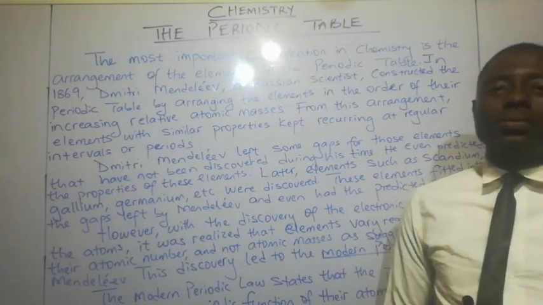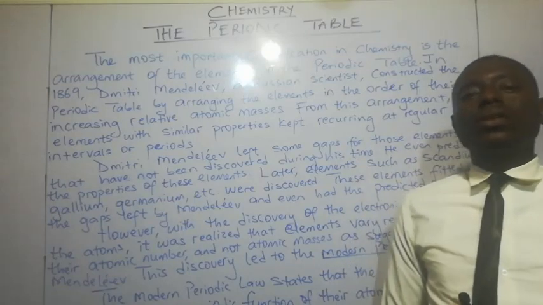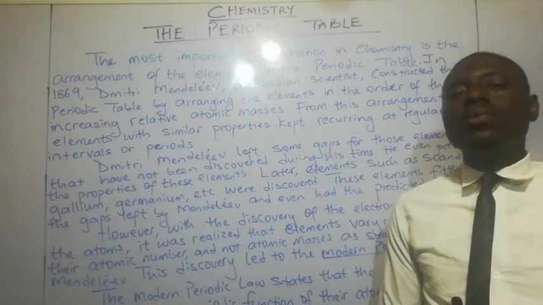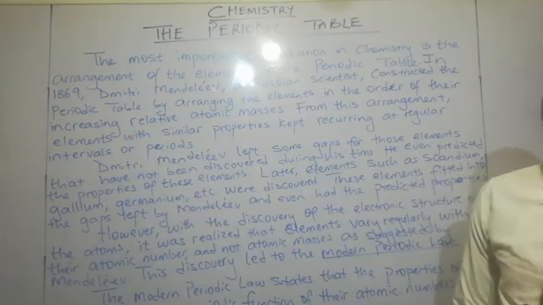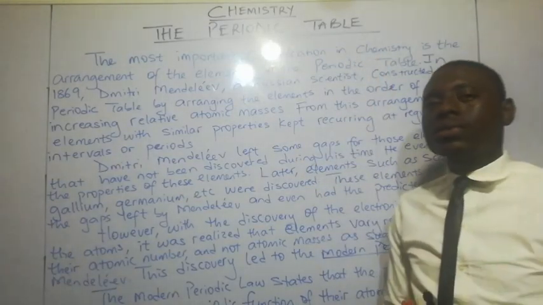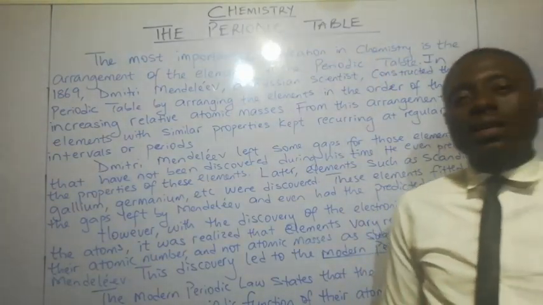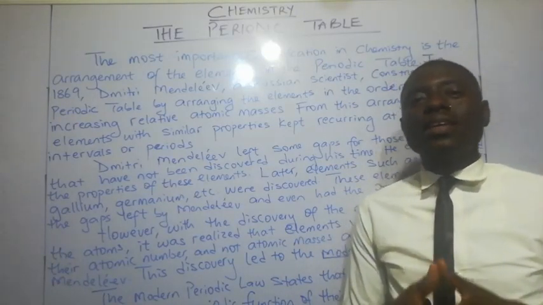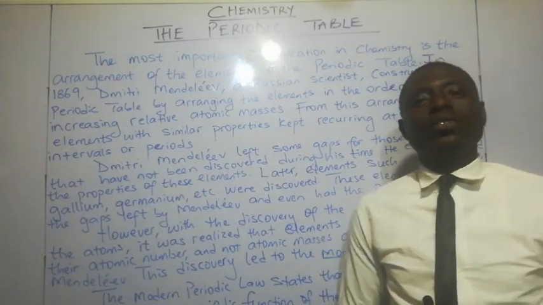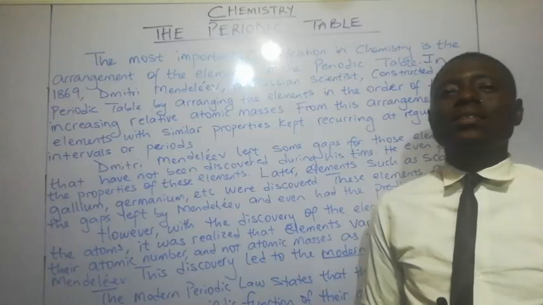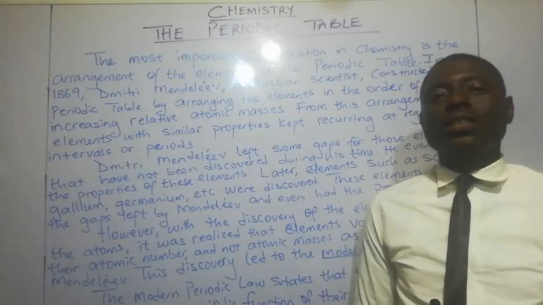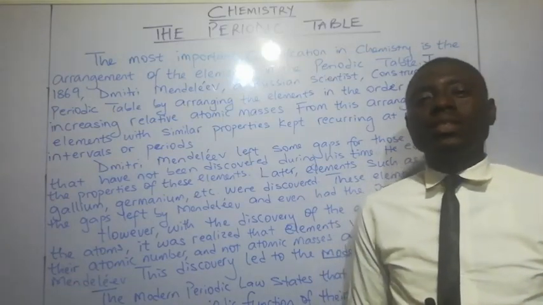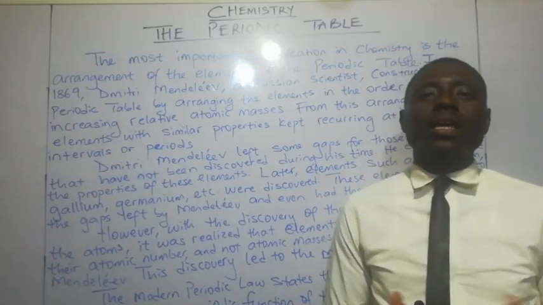Welcome to this video. In this video, we are going to talk about the most important classification in chemistry. The most important classification in chemistry is the periodic table. The periodic table is very important in chemistry because the entirety of chemistry is built on the elements in the periodic table. So that is why we have to understand how the periodic table works, the characteristics of the periodic table, and how it is being used on a daily basis to achieve some breakthroughs in chemistry.